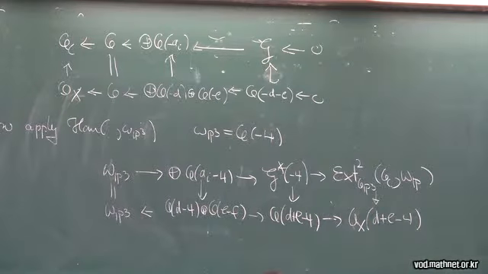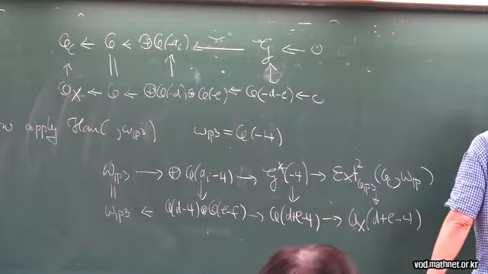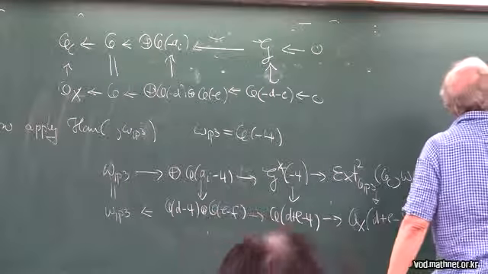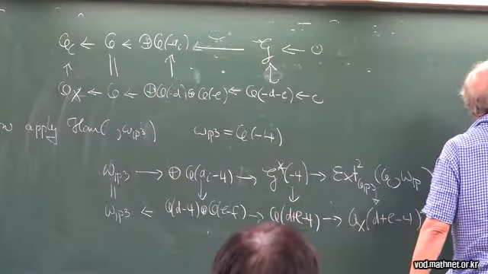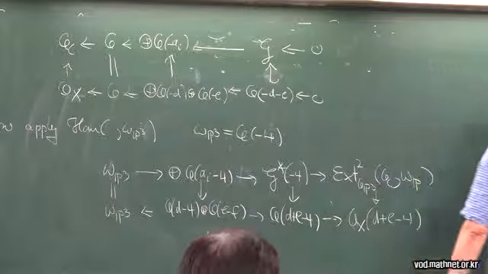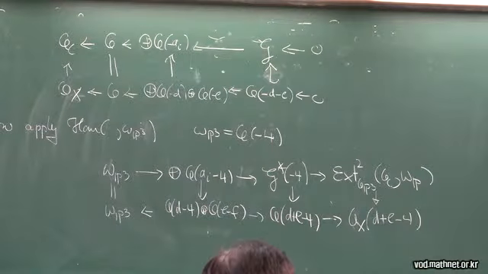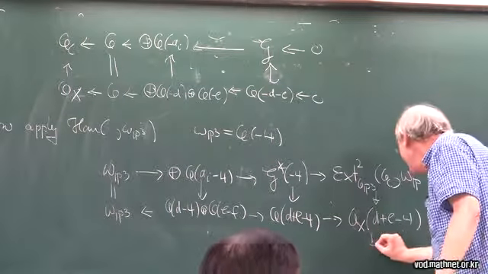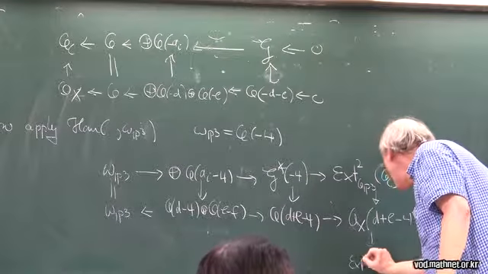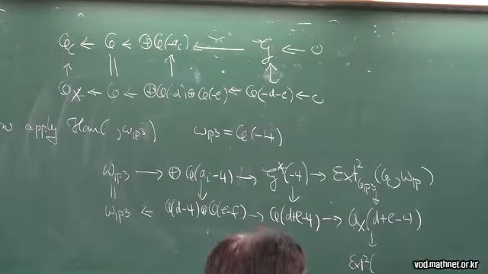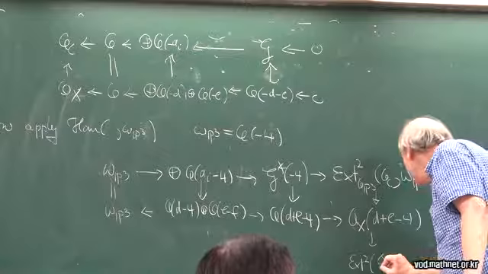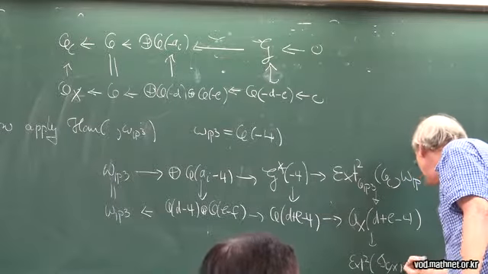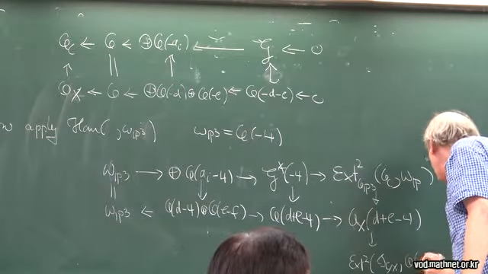On the other hand, I can look at the sequence OC, OX, and the ideal sheaf of C in X, and apply Ext there. So here I will get Ext2 of the ideal sheaf of C in X with values in omega P3.